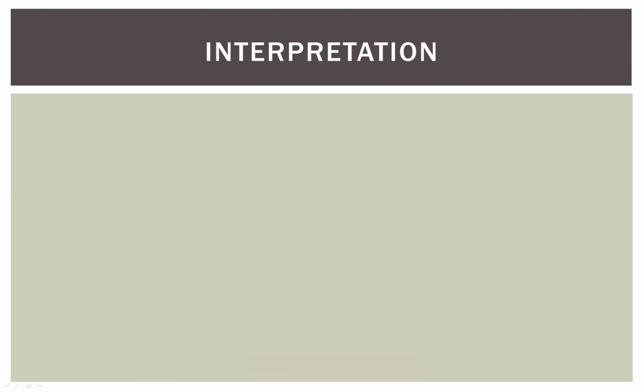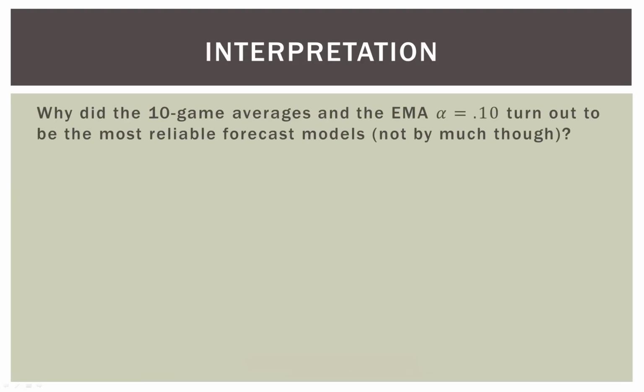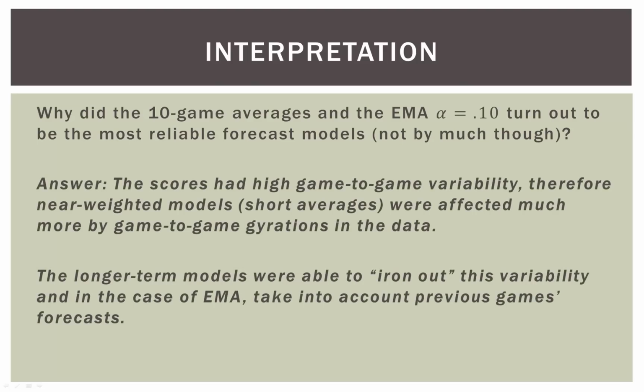So how can we interpret this data? Why did the 10-game average and the exponential moving average of 0.10 turn out to be the most reliable forecast models for the Miami Heat scores? Now remember, this wasn't by much though, but they were still the best. Now here's our answer. The scores had a high game-to-game variability. If you remember the score chart, it's up and down, up and down, up and down, just all over the place. Therefore, the near-weighted models that use short averages like 3 games or an alpha of 0.5 or whatever were affected much more by game-to-game gyrations in the data.